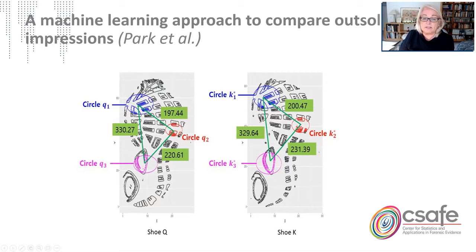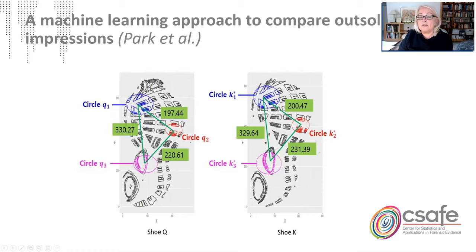Initially, the first approach to this problem that we worked with was examiner-driven, in that the examiner would choose some areas of interest, in this case, signaled by these circles, the blue circle, the pink circle, the red circle. This was selected by the examiner. And so the question then is, can an algorithm find the corresponding circles on the reference shoe? So you start from the question shoe, can you find the corresponding circles on the reference shoe?